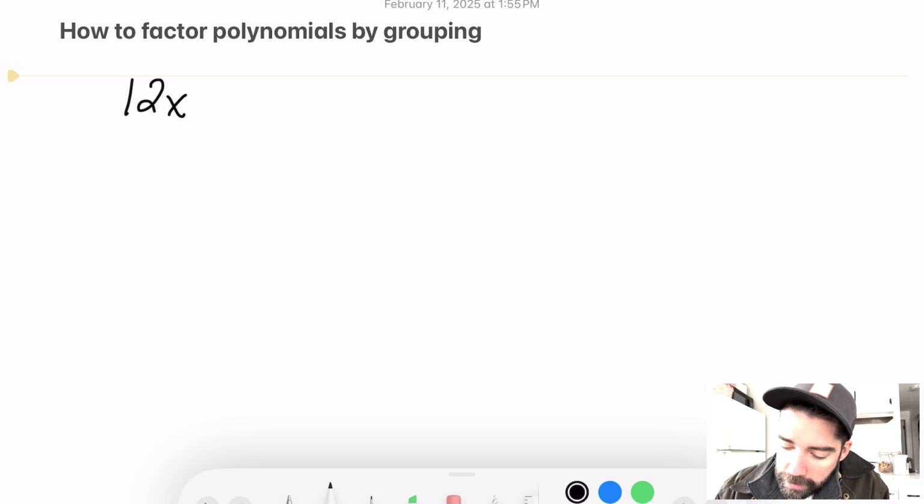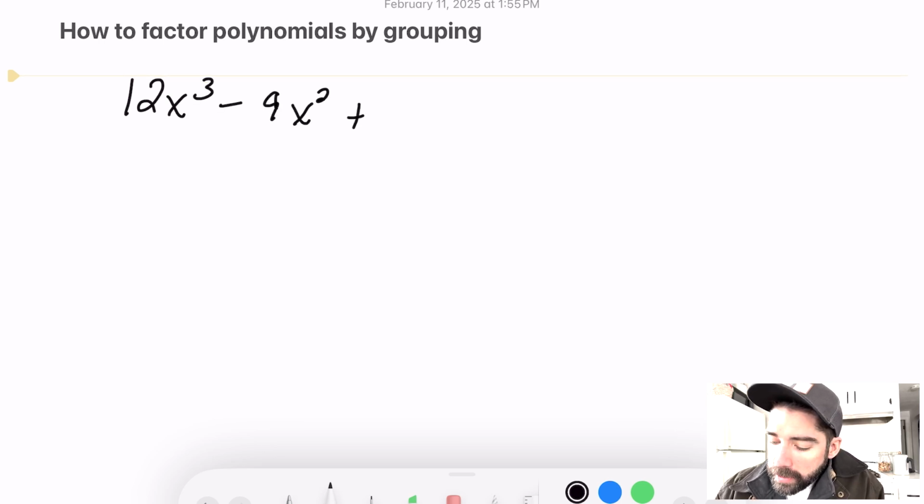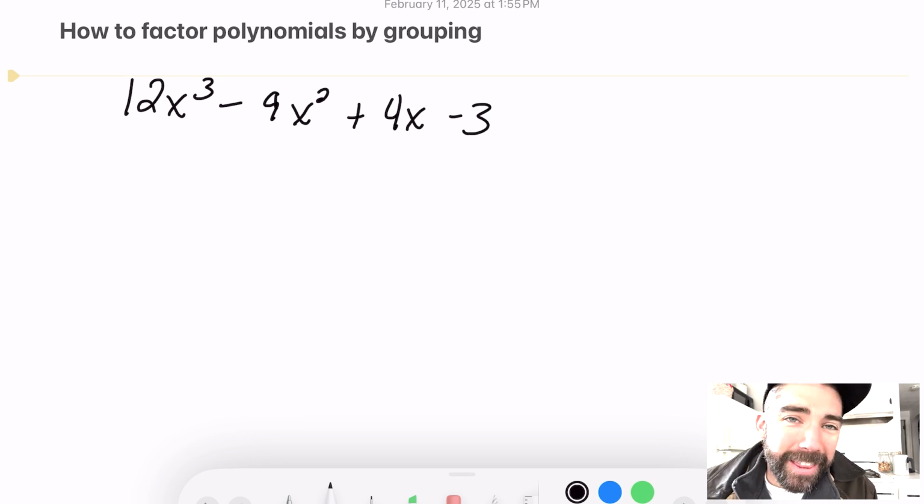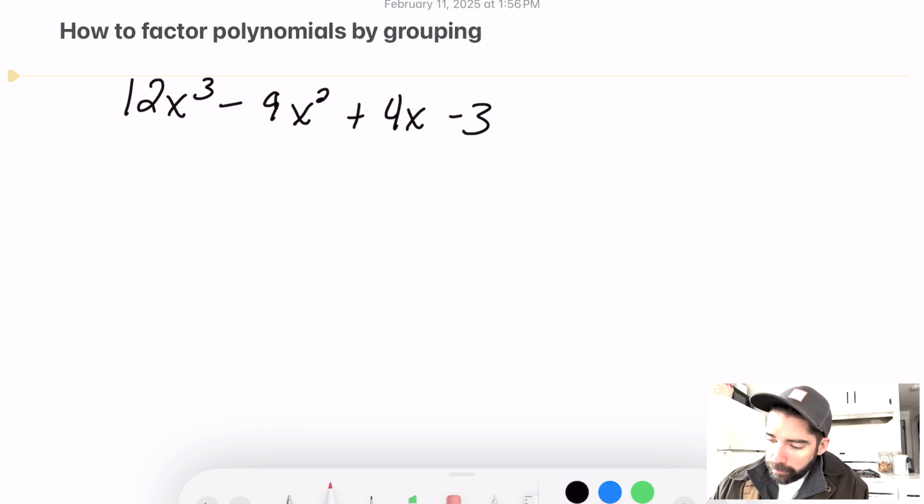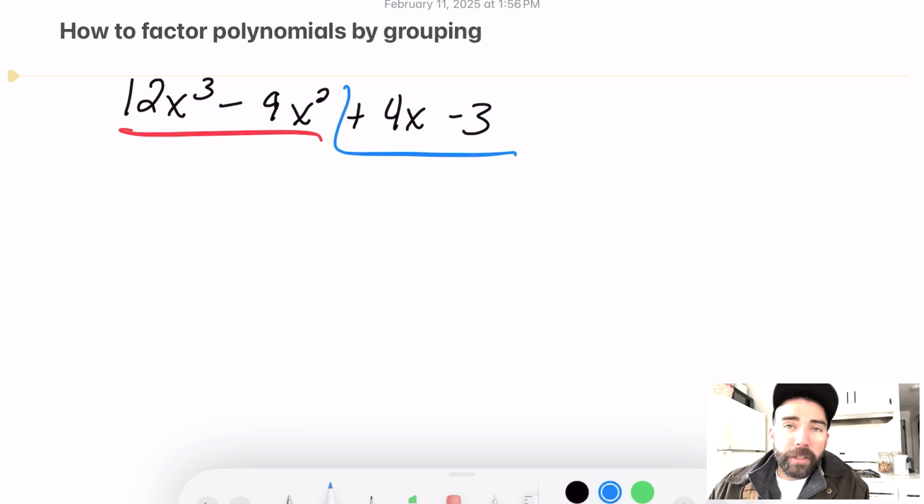We're factoring by grouping, and this is our equation: 12x cubed minus 9x squared plus 4x minus 3. And this is how I like to factor by grouping. I like to take the first two terms and separate them from the last two terms, because then I can factor out the greatest common factor in terms of my x, or my variable.